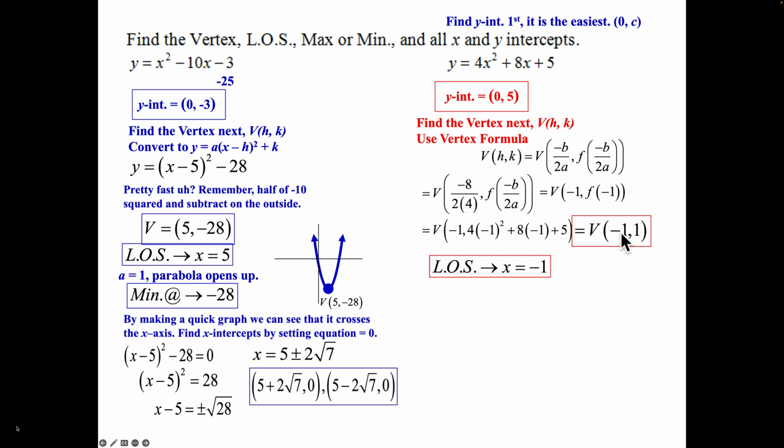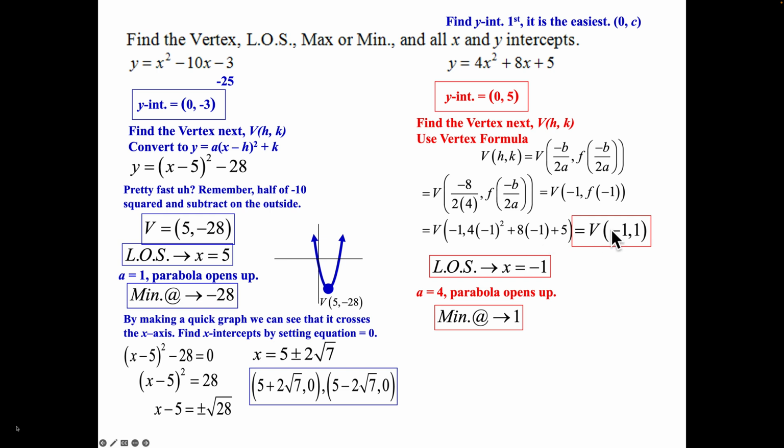the x coordinate. And again, because 4 is positive, the graph has to open up, so then it's going to be a min value. Opening up is a min, opening down is a max. So we have a min at the y coordinate of 1. Don't put equals, just put minimum at 1.